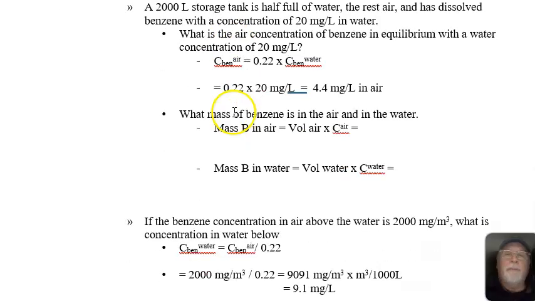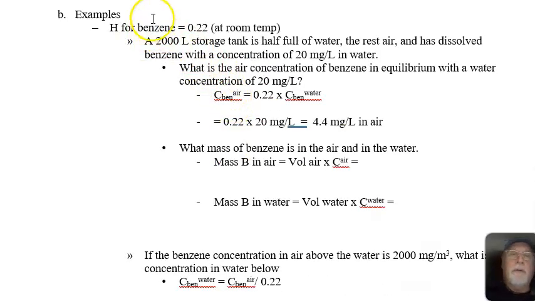So here's an example. For benzene, the Henry's constant is 0.22 at room temperature, whereas the benzene homework might be 0.20. In our exercise, we're going to use 0.20. So I have a 2,000 liter storage tank. It's half full of water. The rest is air, and it has dissolved benzene in the water. It doesn't have any gasoline in it. It just has dissolved benzene in it, 20 milligrams per liter. What is the air concentration of benzene in equilibrium with the water concentration?